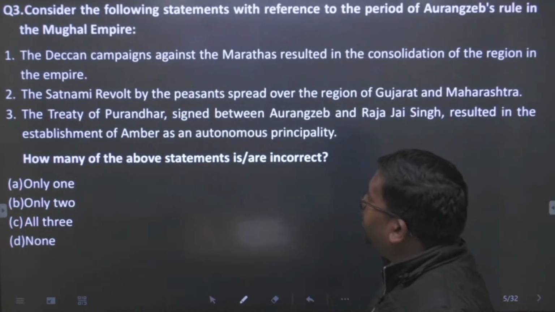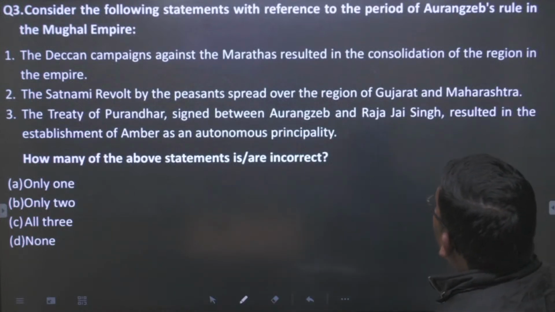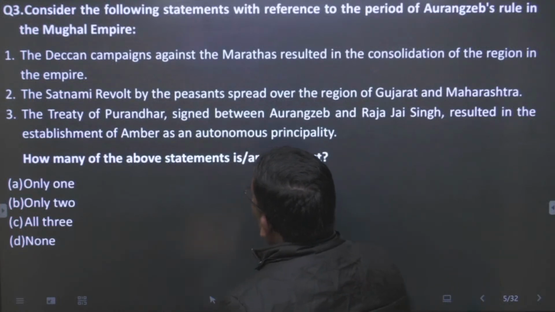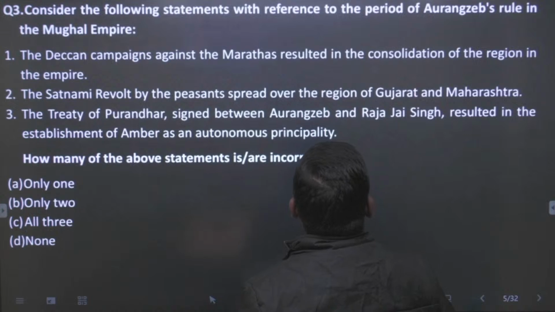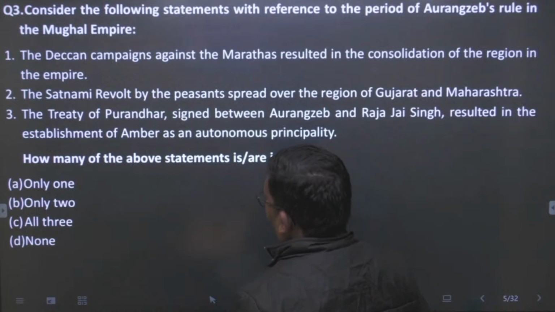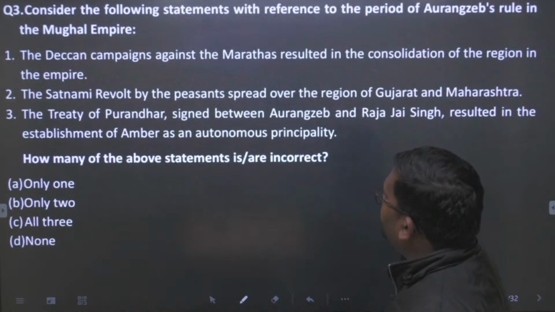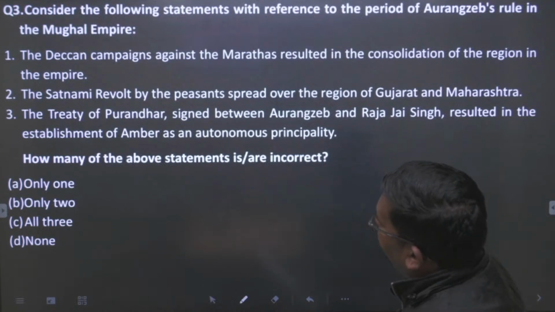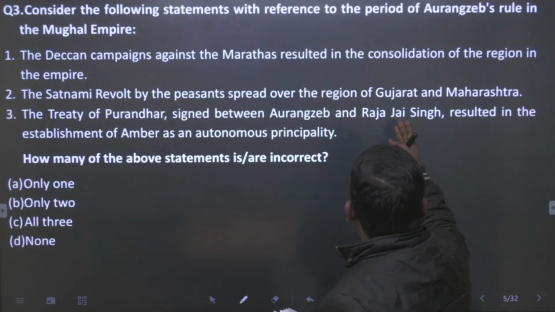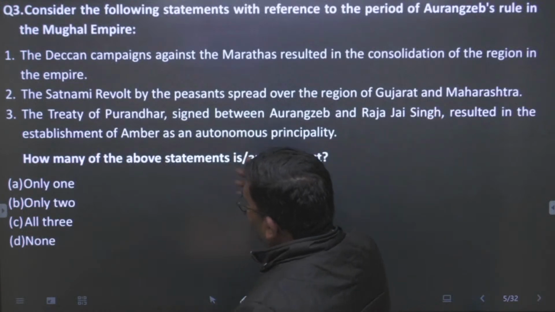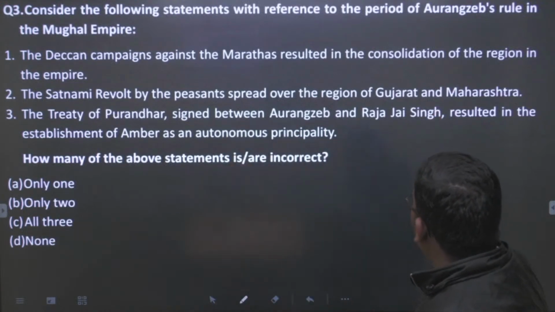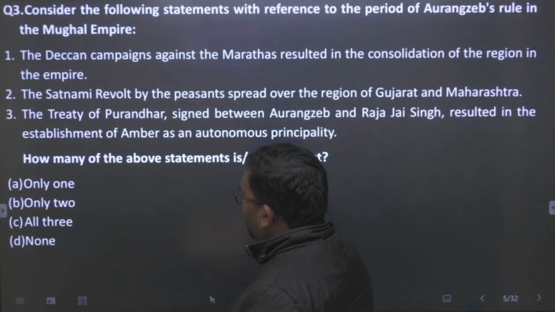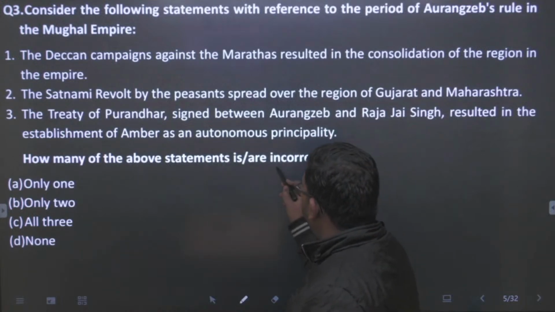Here they are asking: consider the following statements with reference to the period of Aurangzeb's rule in the Mughal Empire. First, the Deccan campaigns against the Marathas resulted in the consolidation of the region in the empire. Second, the Satnami revolt by the peasants spread over the region of Gujarat and Maharashtra. Third, the Treaty of Purandar signed between Aurangzeb and Raja Jai Singh resulted in the establishment of Amber as an autonomous principality. So they are asking how many of the statements are incorrect.